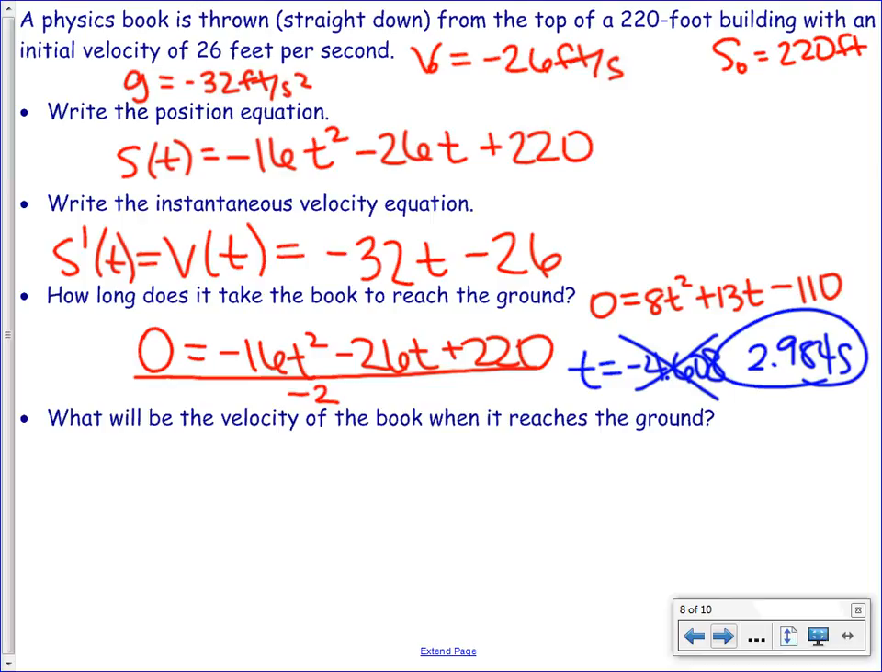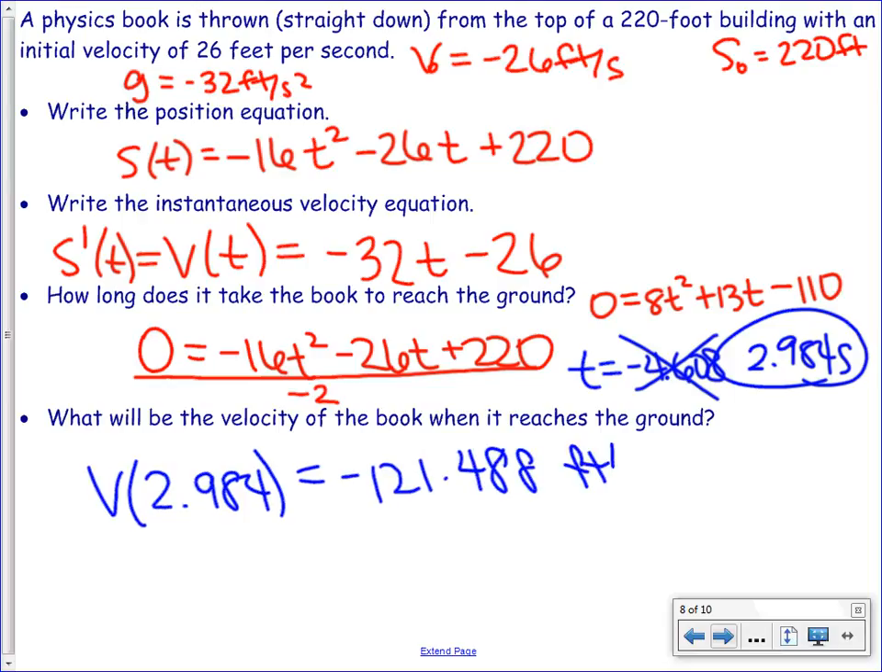Okay, what will the velocity of the book be when it reaches the ground? So what do we need to do? We just found when it reaches the ground. What am I going to do with that? Plug that time into the velocity function. Your velocity should be negative because we are throwing it down.